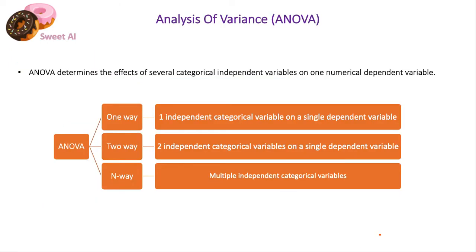There is another test called the ANOVA test, which determines the effect of several categorical independent variables on one numerical dependent variable. We have one-way ANOVA, two-way ANOVA, and n-way ANOVA. The t-test is designed only for two groups, and for more than two samples, we should use ANOVA, which uses variance to measure how far the data are scattered.